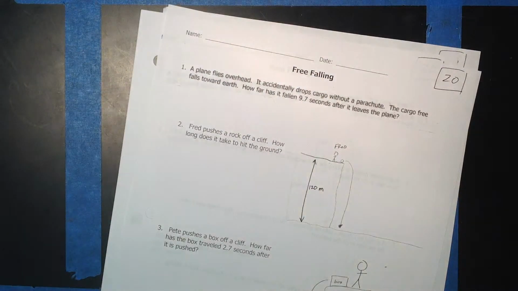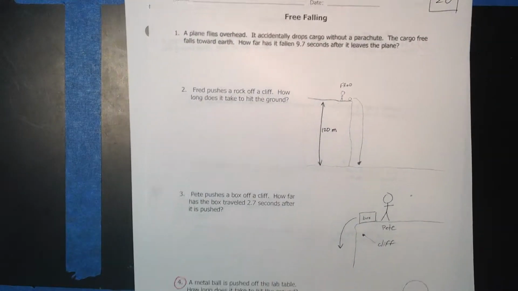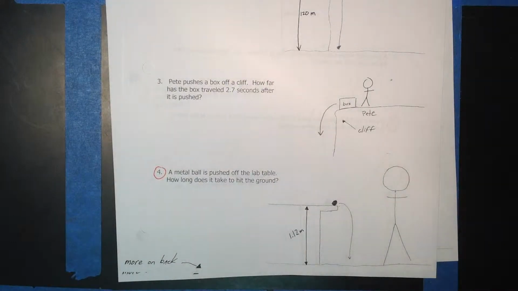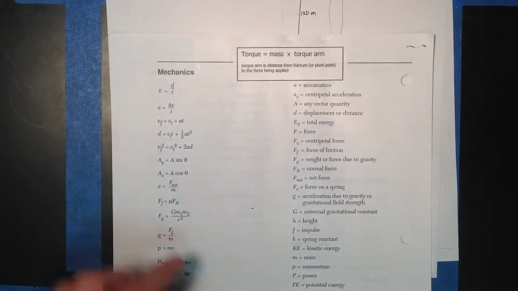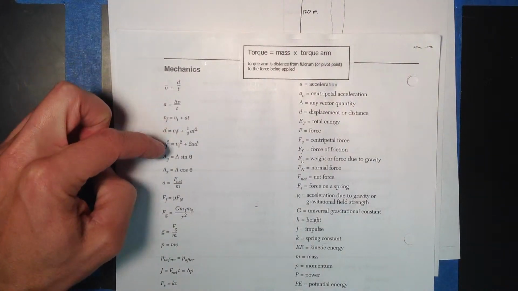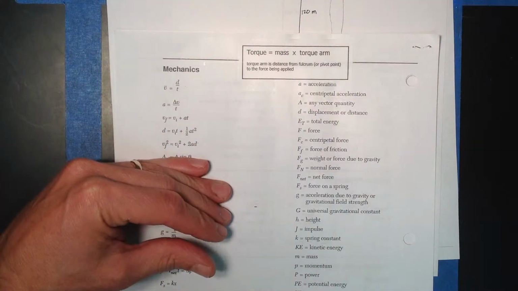Here we go. And I need to do number 4 on the front. So here I go. Now, again, you do need the reference table. It's the top 5: 1, 2, 3, 4, 5. Those are the formulas you are going to be using.